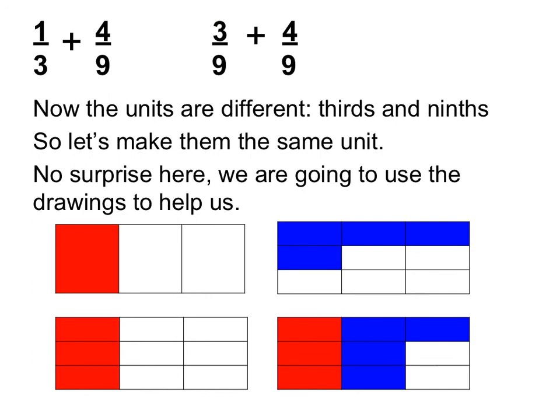So either at this point we could go ahead and write the answer, or I like to continue the drawing. If I go ahead and put them in the same whole, so I have my 3/9 in the red, I have the 4/9 in the blue, so now I have 7 shaded, 9 in the whole. So 1/3 plus 4/9 is 7/9.